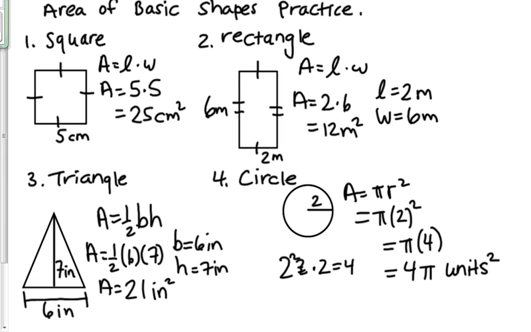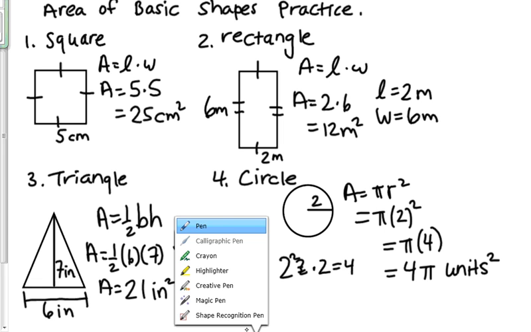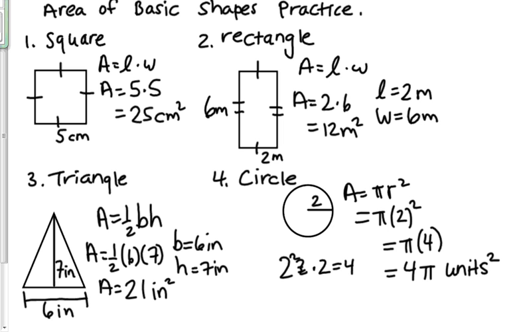So here are my answers. Let's review my answers here. For the square, I got 25 centimeters squared. And then for the rectangle, I got 12 meters squared. And for the triangle, I got 21 inches squared.